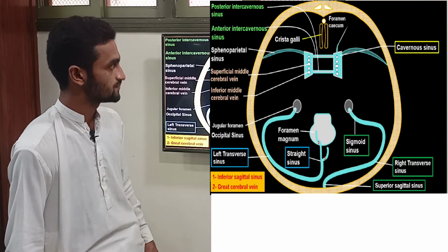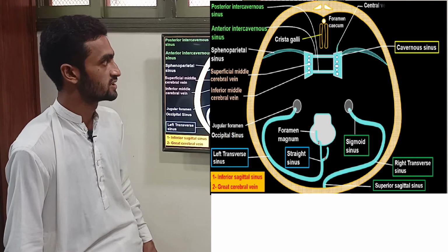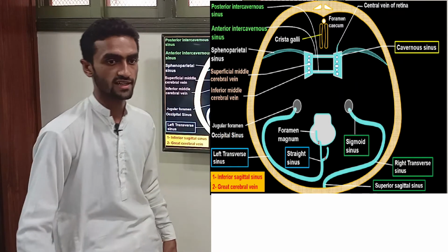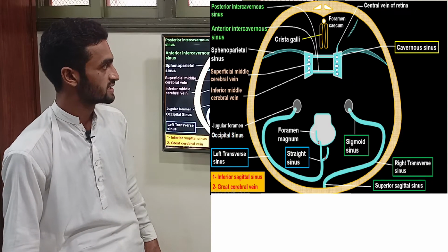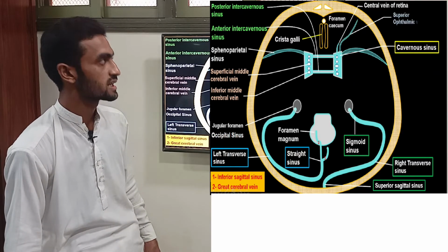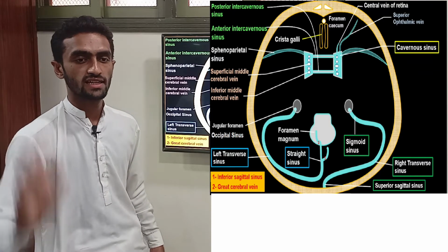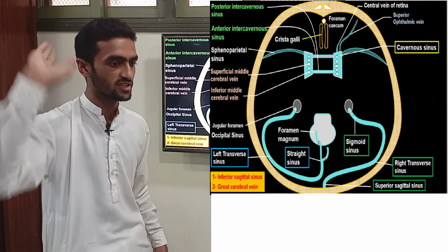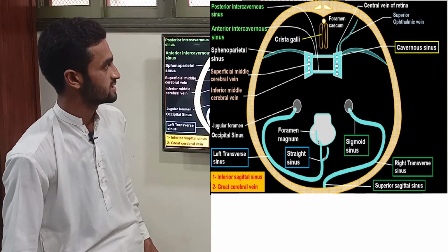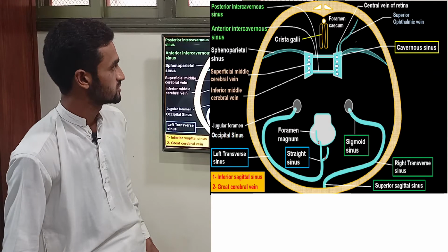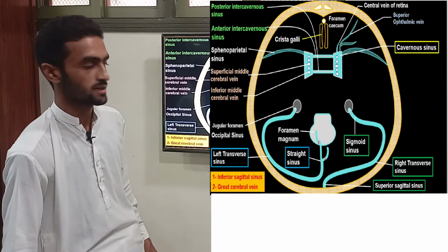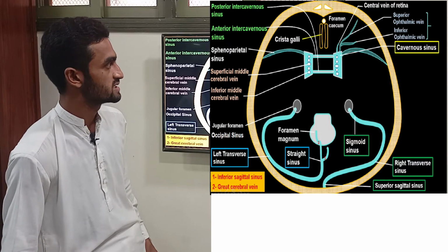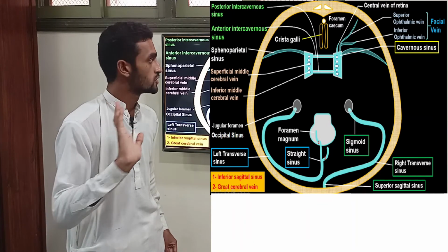Here is the central vein of the retina, a vein taking blood from the retina, which also drains here. Here there is the superior ophthalmic vein and the inferior ophthalmic vein. Because I am saying superior, there is also an inferior one. So this is your inferior ophthalmic, and these are taking blood from the facial vein.